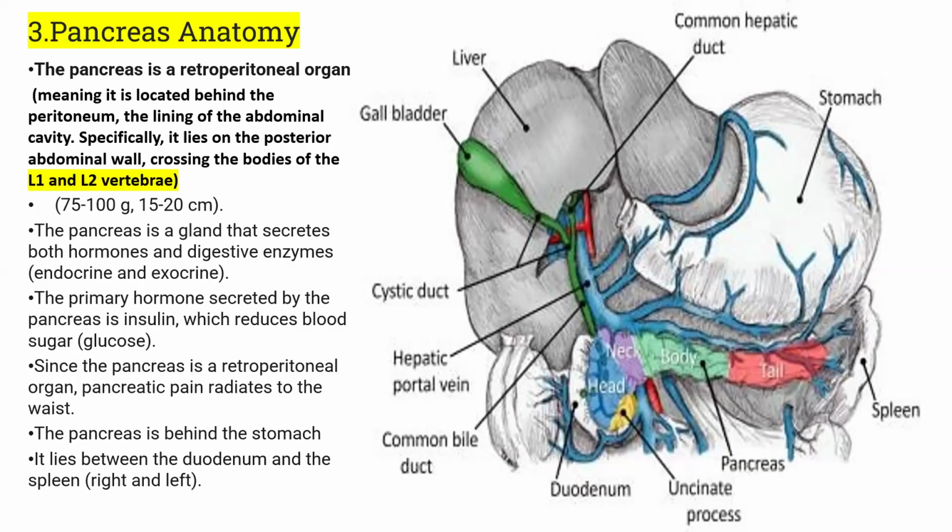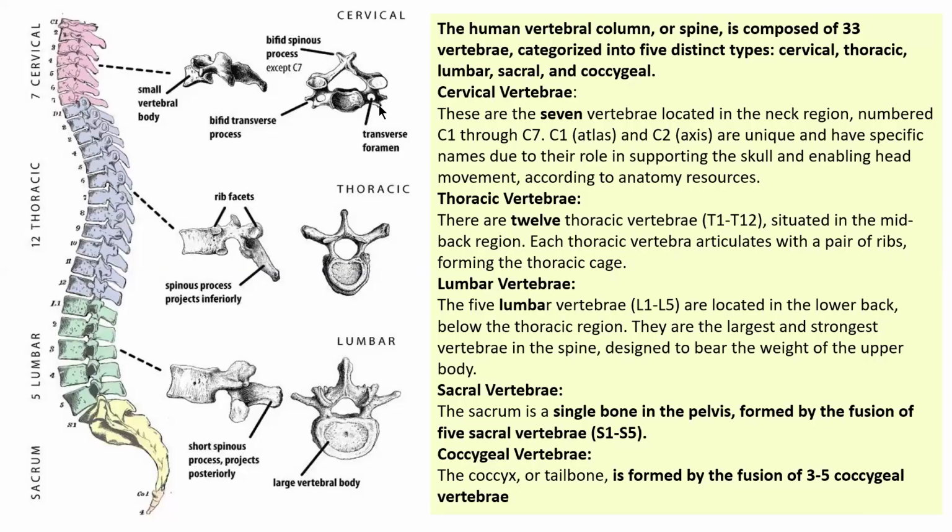Specifically, it lies on the posterior abdominal wall, crossing the bodies of the L1 and L2 vertebrae. So let's look at the vertebrae in your body. The vertebral column, or spine, is composed of 33 vertebrae, which are divided into five types: cervical, thoracic, lumbar, sacral, and coccygeal.